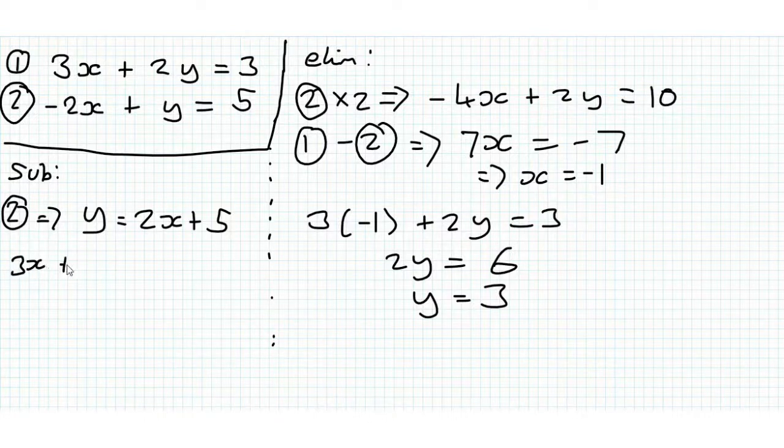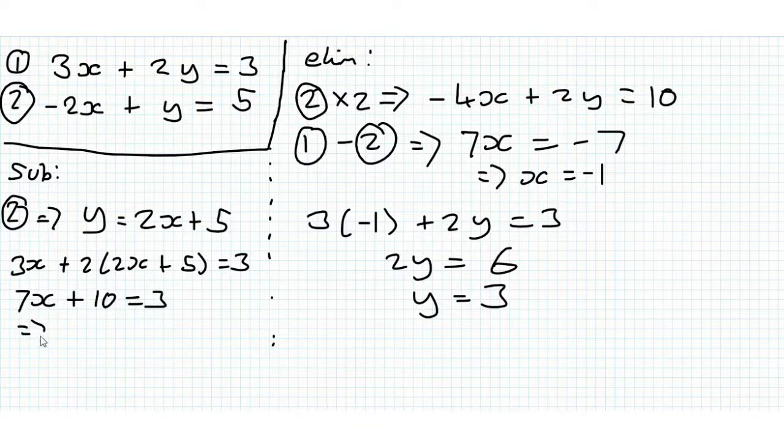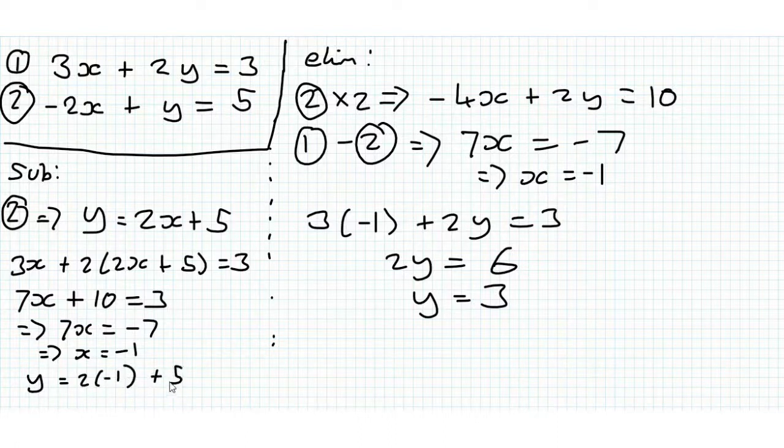We get 3x plus 2x plus 5 is equal to 3. Now collecting the like terms here, we get 3x plus 4x, so that's 7x plus 10 is equal to 3. This leads to 7x is equal to minus 7, and that gives us that x is equal to minus 1, but y is equal to 2x plus 5, so that's 2 times minus 1 plus 5, that's equal to 3. Okay, so we get the same solutions.